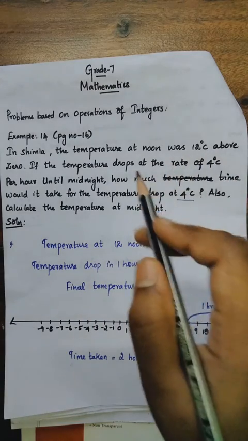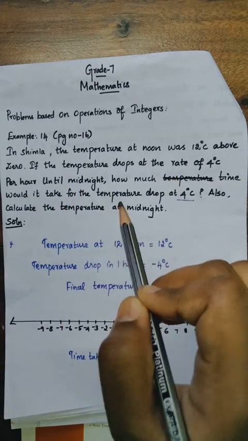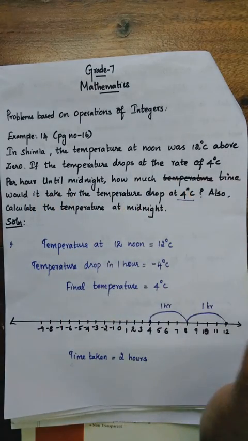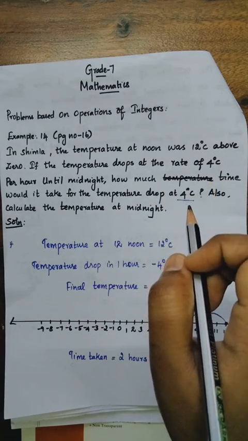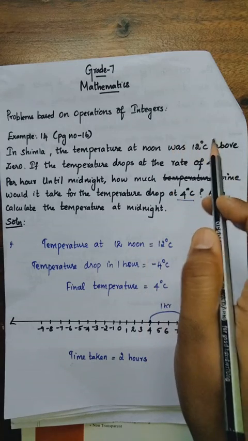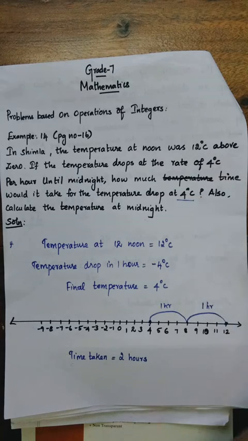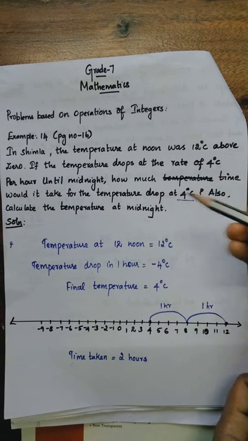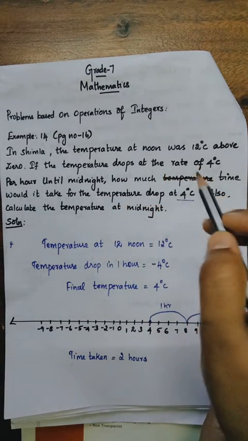In the question they have asked how much time it would take for the temperature to drop by 4 degrees Celsius. Initially our temperature is 12 degrees Celsius. Finally, it is reducing to 4 degrees Celsius. We are going to calculate how much time it takes to drop from 12 to 4 degrees Celsius. One more question is there: also calculate the temperature at midnight. First, we are going to calculate the time taken.